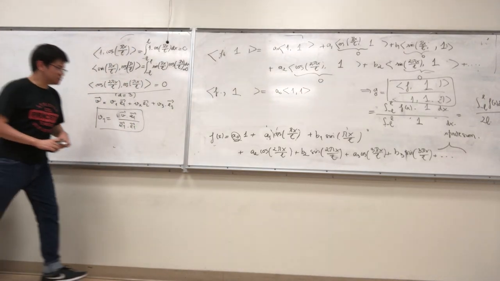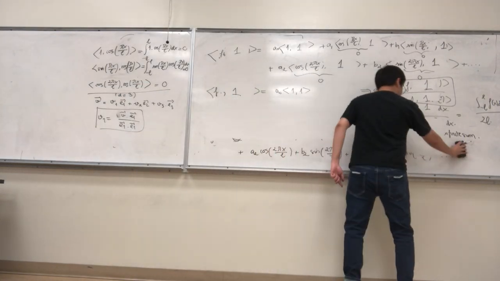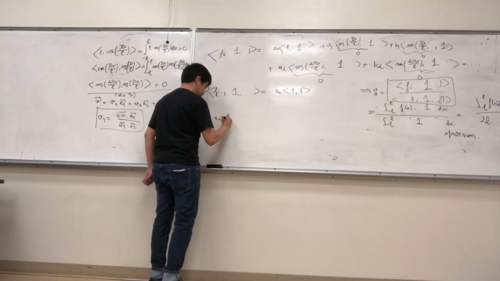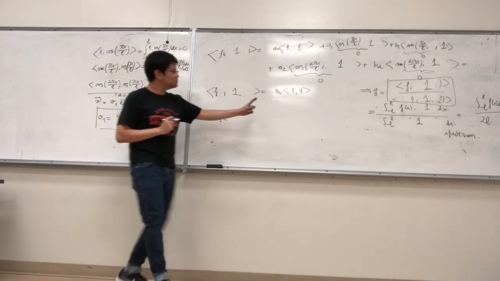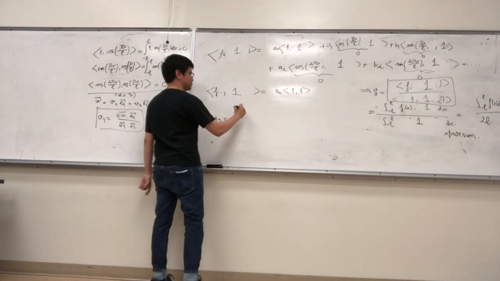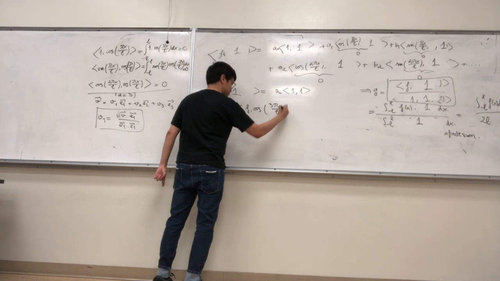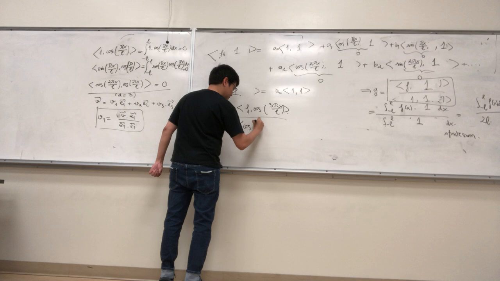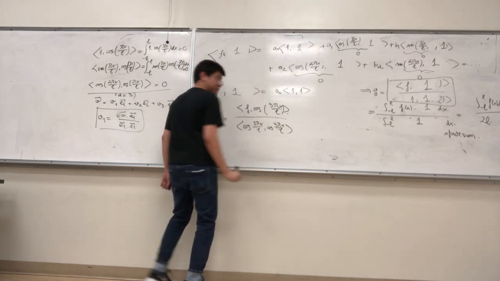And so now, can you guess the formula for any A3? How can you guess the formula for A3? A3 is the coefficient of cosine 3 pi x over L. So it's going to be the inner product of f with cosine of 3 pi x over L, divided by the inner product of cosine of 3 pi x over L with cosine of 3 pi x over L. Alright?